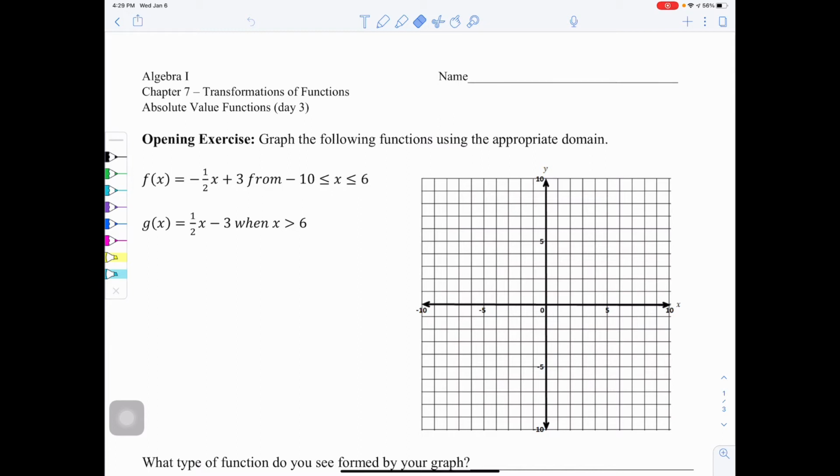Today's lesson is called Absolute Value Functions Day 3. For the opening exercise, please graph the following functions using the appropriate domain. So you're going to graph f of x and g of x. Make sure you pay attention to the domains that are given to you.